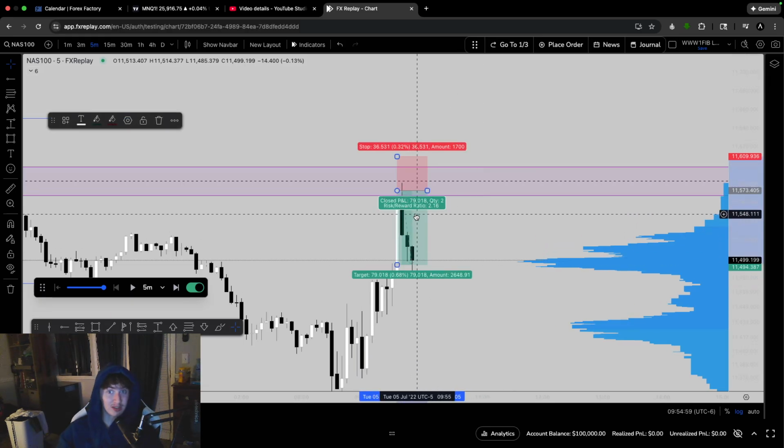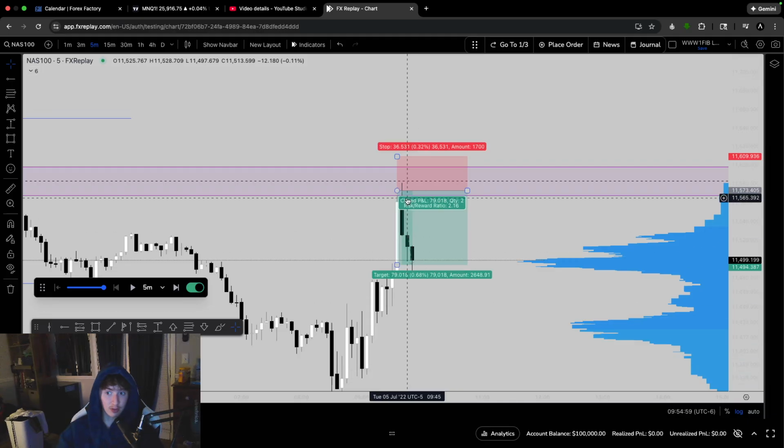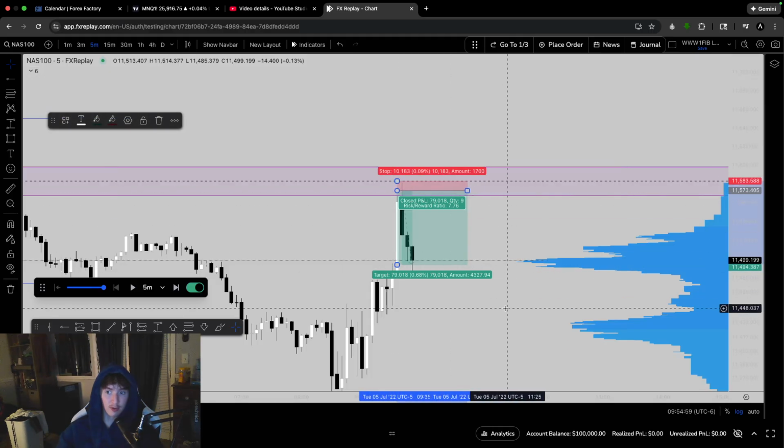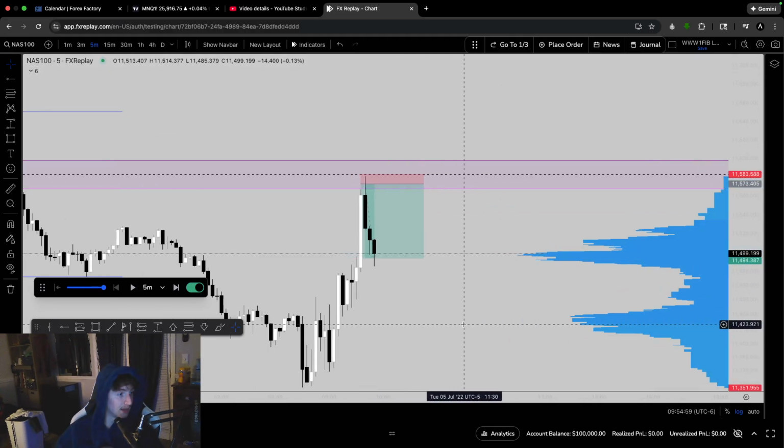This was 80 points. That would have been crazy to enter on. You only had 7 points of drawdown. Imagine if you did 10 points of drawdown and hit a 7R trade off that. That would have been diabolical, which would have never happened. So of course we can't do the what ifs. But anyway, that's all for this video.